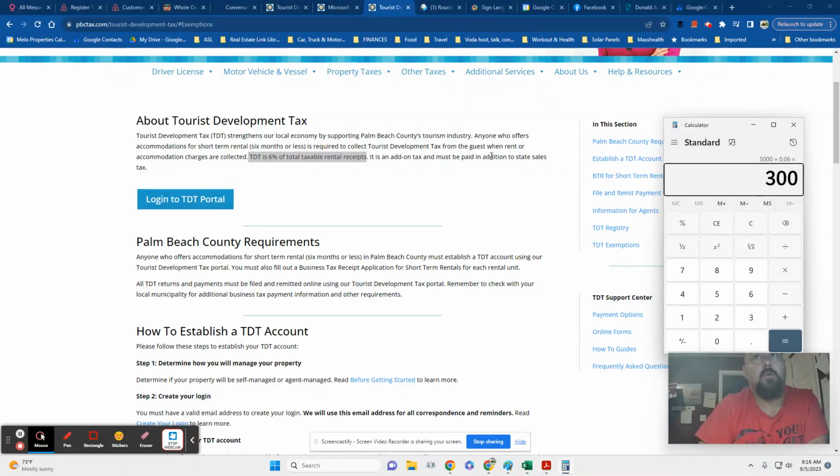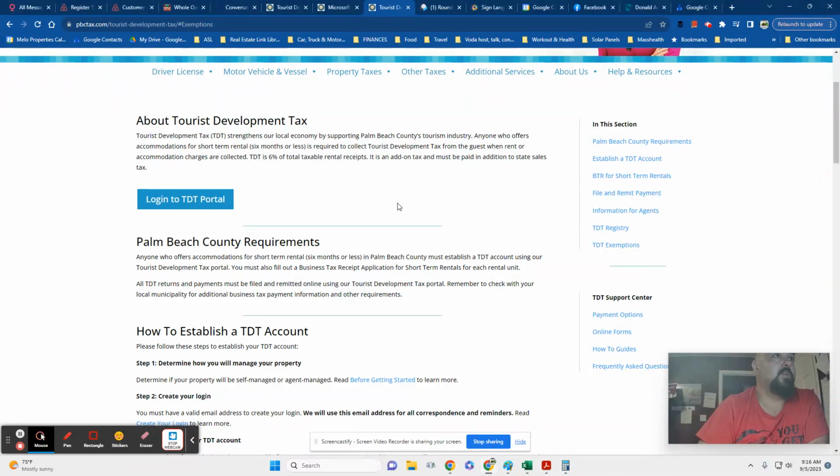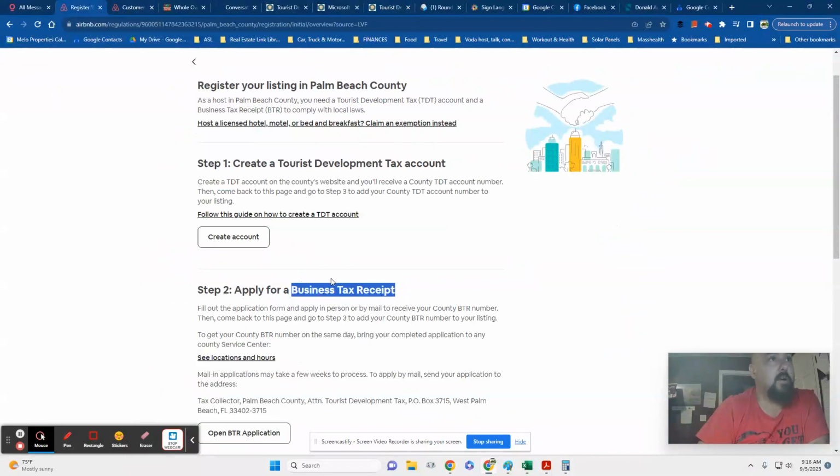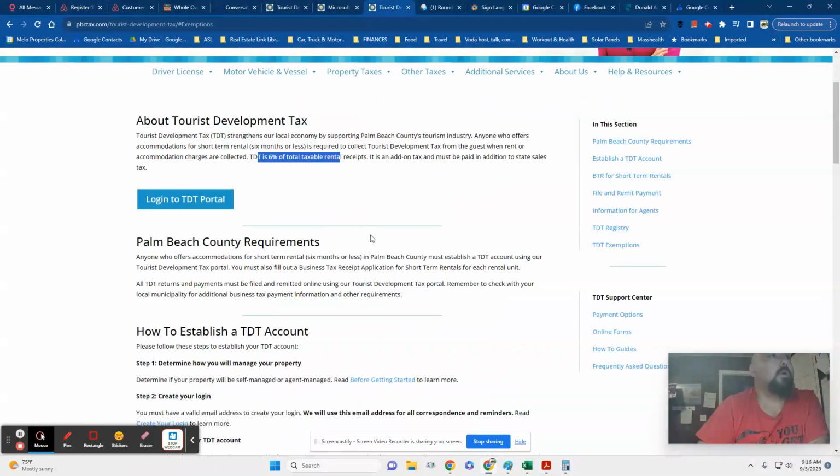The problem with that is it gets to the point where people are not going to want to do it. So we end up doing stuff for no reason whatsoever if you can't get it rented in the end. So, all right, 6% of the taxable rent receipt. I haven't, like I said, gone into or figured out what this is all about, the business tax receipt. And this is for anyone who offers accommodation, short term rentals for 6 months or less.